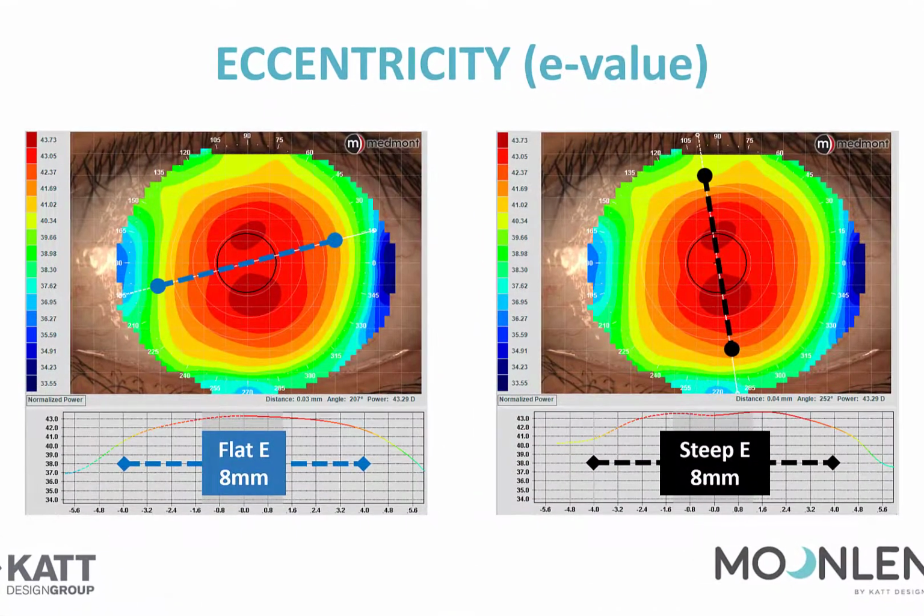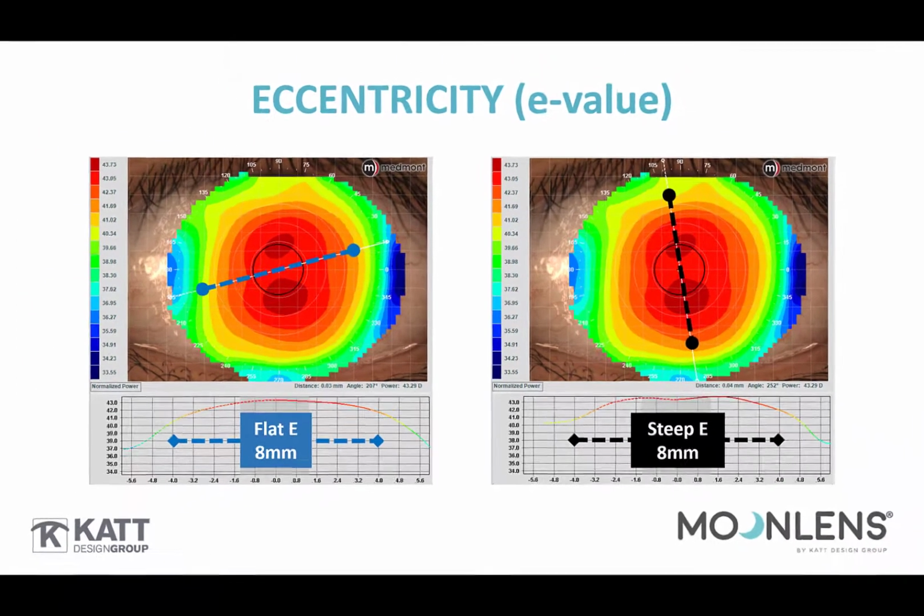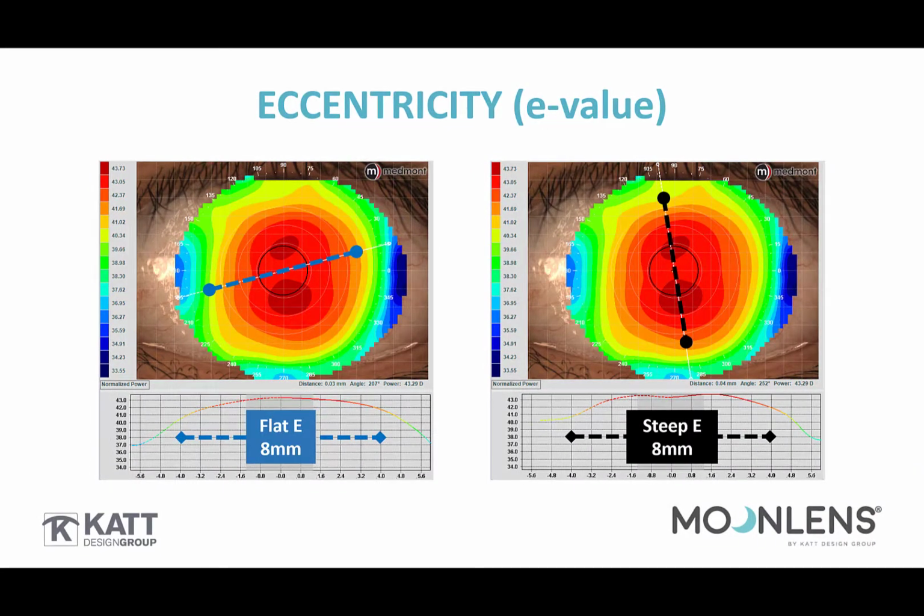Next, collect the eccentricity of the eye along the flat and steep meridian to an 8 mm chord diameter of measure. The eccentricity, along with the apical radius, determines the depth of lens, the toricity, the alignment zone shape, and the edge lift. These important topographical values make possible the high level of customization in the MoonLens.